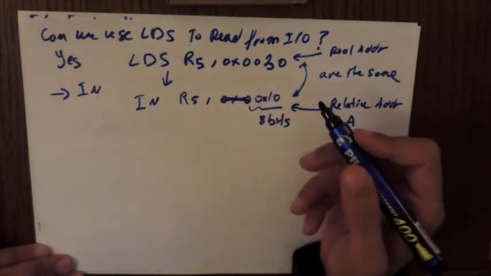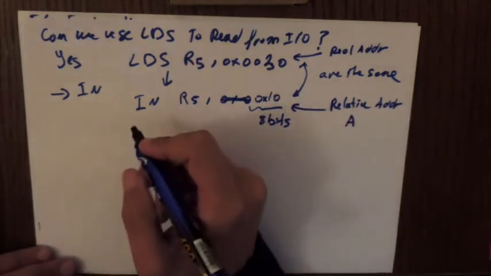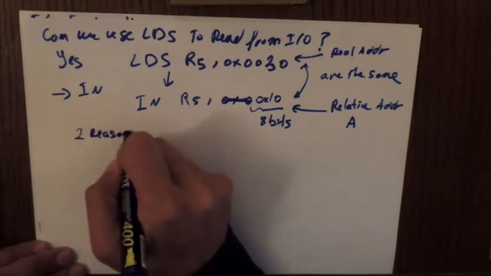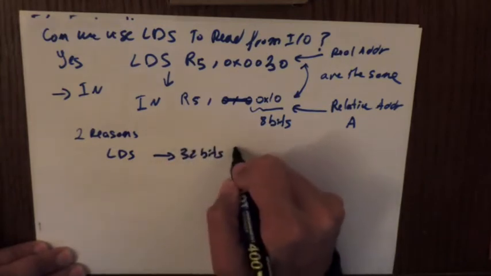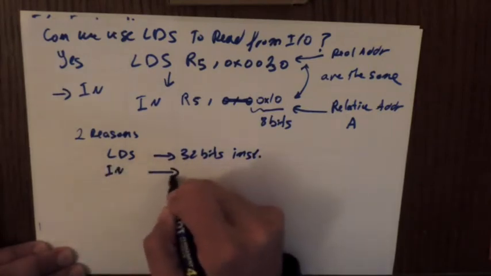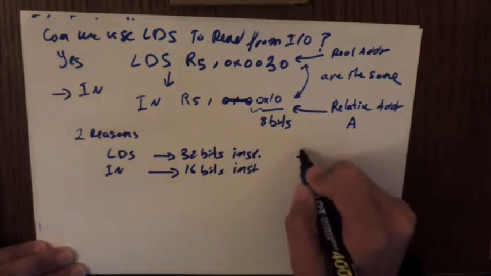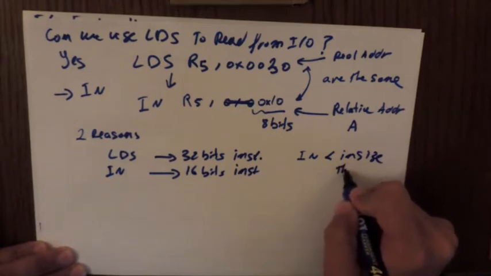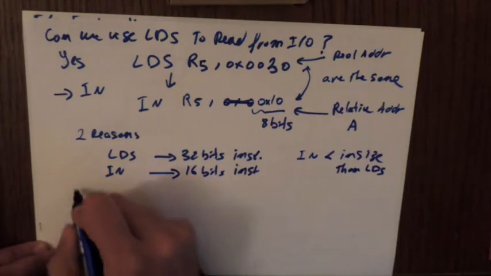So why do we use IN instead of LDS? Well, the answer for this is for 2 reasons. LDS is a 32-bit instruction. IN is just a 16-bit instruction. So actually IN is smaller in size than LDS. This is the first reason.